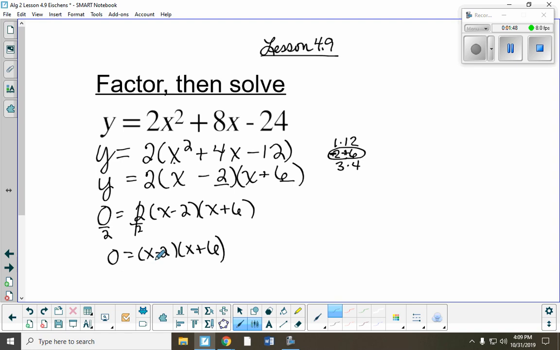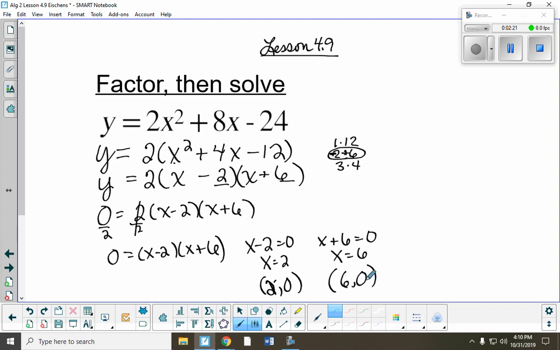Lastly, if this times this equals 0, we know that one of them has to equal 0 because 0 times anything is 0. So then to find the solution, the values for x, we set each of those equal to 0. So x would equal 2 and x would equal negative 6. What that means is that when y is a 0, x is a 2. When y is a 0, x is a negative 6. So these are 2 points on that graph.